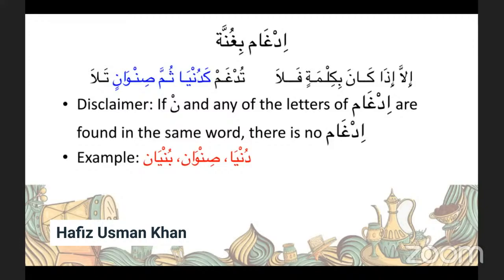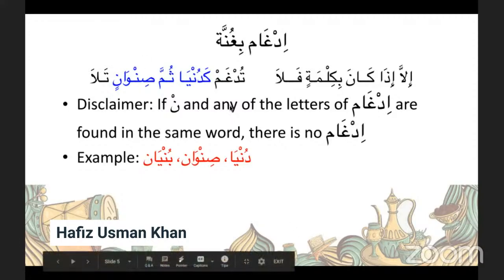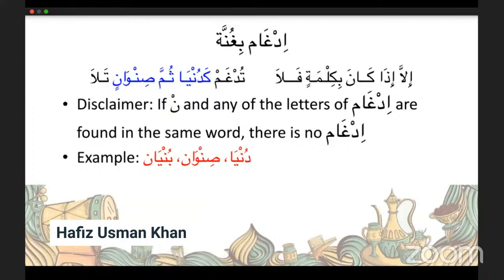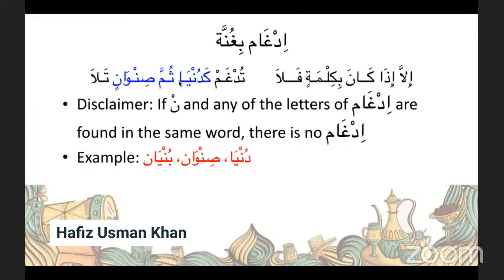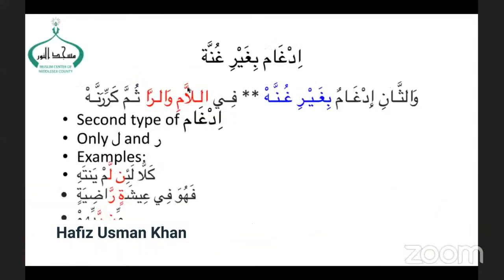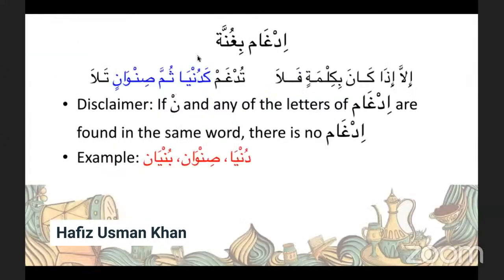The example he gives us is the word dunya. In dunya, we see that there's noon with a sukoon, followed by a ya, which is one of the four letters of idgham with ghunna. But we're not going to do idgham here because it's in the same word. So we're just going to pronounce it as it is, like dunya. And the same thing with the other word that he gave us, which is sinwan. So we're not going to nasalize it in any way. We're not going to combine it in any way. We're just going to pronounce it as it is.